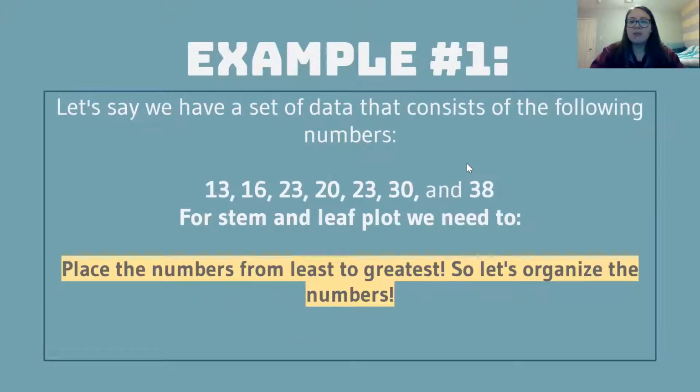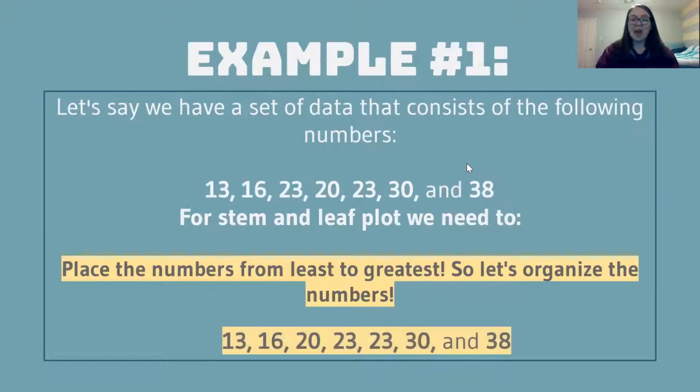For example number 1, I would show them this example. We'll have a set of numbers, which are the following: 13, 16, 23, 20, 23, 30, and 38. I would point out how the numbers are not in order from least to greatest, which is what we really need before we start this chart. So I would ask them to place the numbers from least to greatest so we can organize them. I would allow them to help me organize them as we go along, and then I would show them what we have come up with, which is 13, 16, 20, 23, 23, 30, and 38.